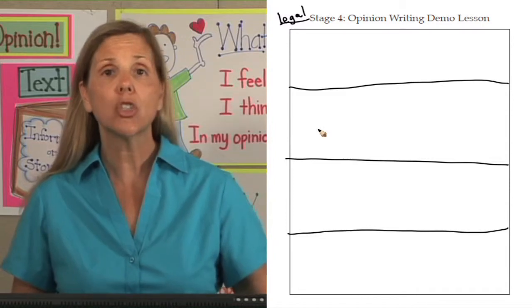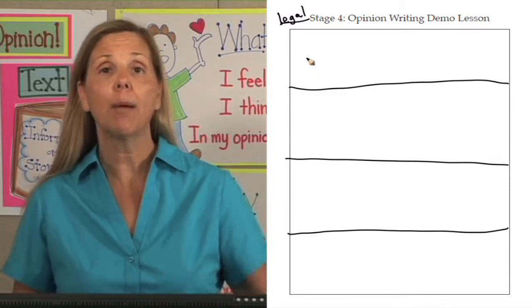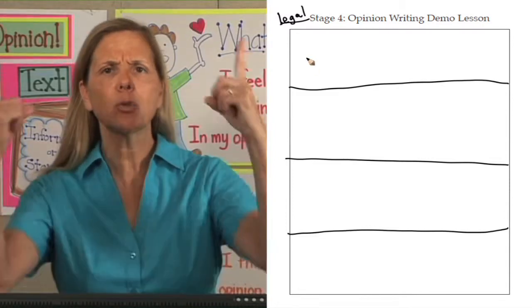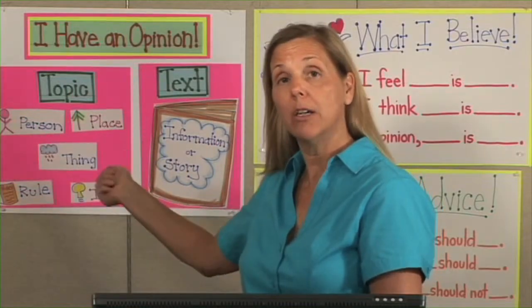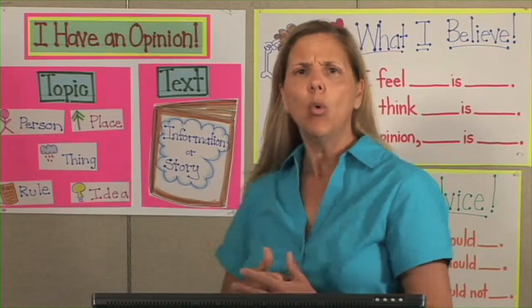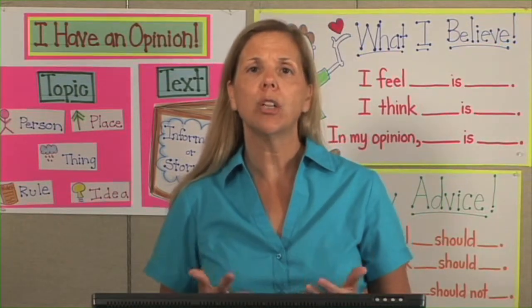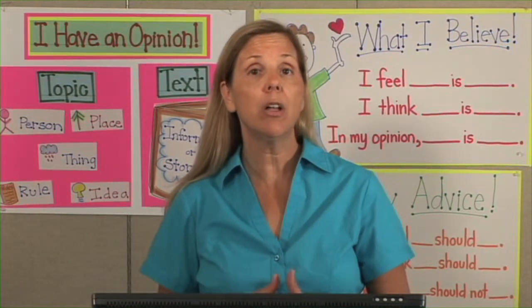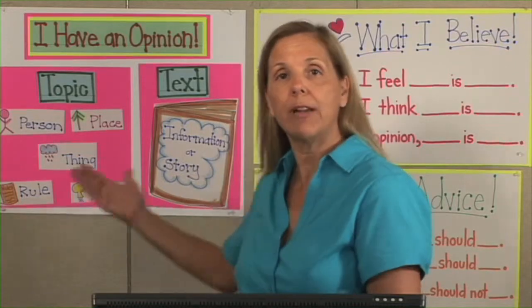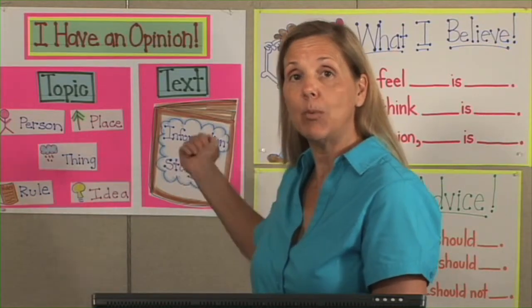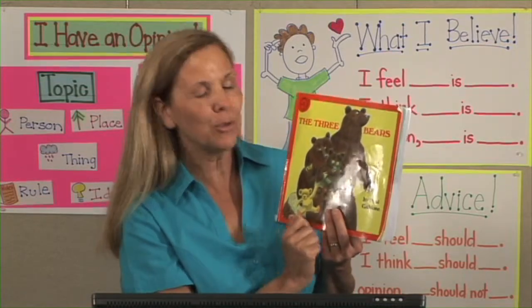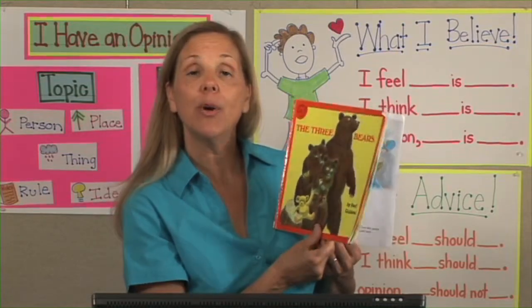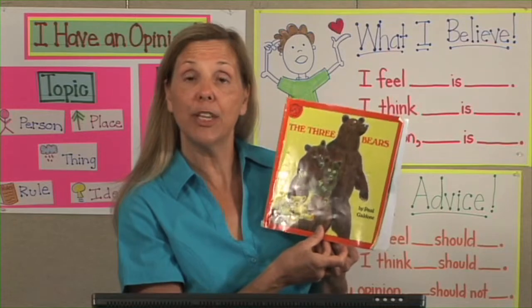Next, let's get started. We're going to go up to the top. What do we need to have in that top box? We need to have our opinion. Is our opinion going to be about a topic or about a text? We had just finished reading Goldilocks and the Three Bears all week long, so we decided we were going to have an opinion about the text that we were reading. We just finished reading The Three Bears, written by Paul Galdone. Next, what we're going to do is have an opinion about this book.